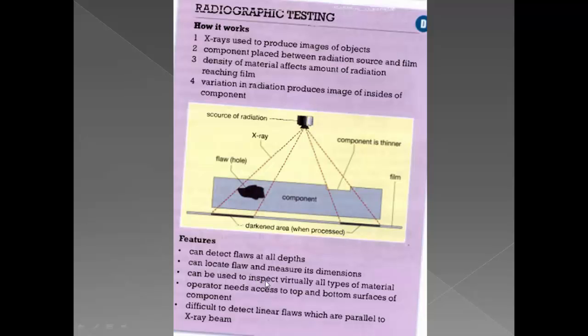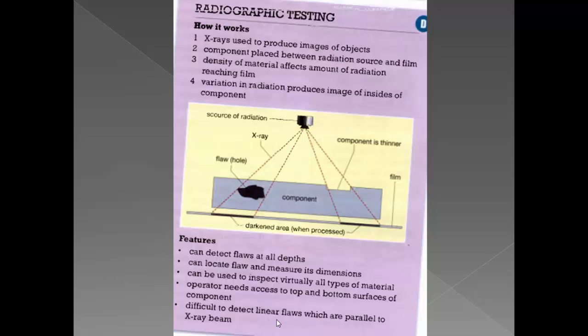It can be used to inspect virtually all types of material. The operator needs to access the top and bottom surface of the component. Always think of the top and bottom side of this material; you should have access. It is difficult to detect linear flaws which are parallel to the X-ray beam.